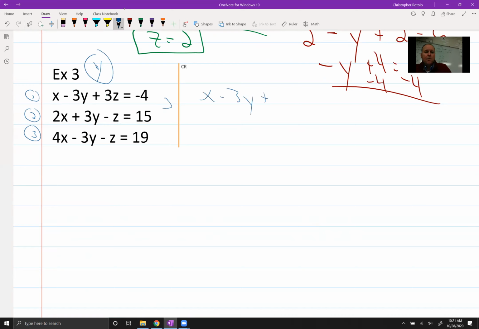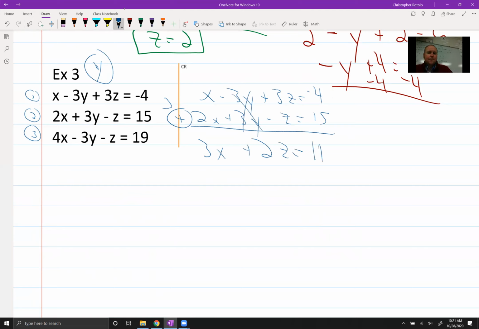x - 3y + 3z = -4. 2x + 3y - z = 15. They're already opposite signs, so we're really liking this problem. 3x, all right, we got rid of y, we got +2z, it equals 11. So that's a pretty good equation to work with. Next thing I'll do is I'm just going to take these bottom two the way that they are and add them together. So to save us some space, same thing for you guys, let's add them together.